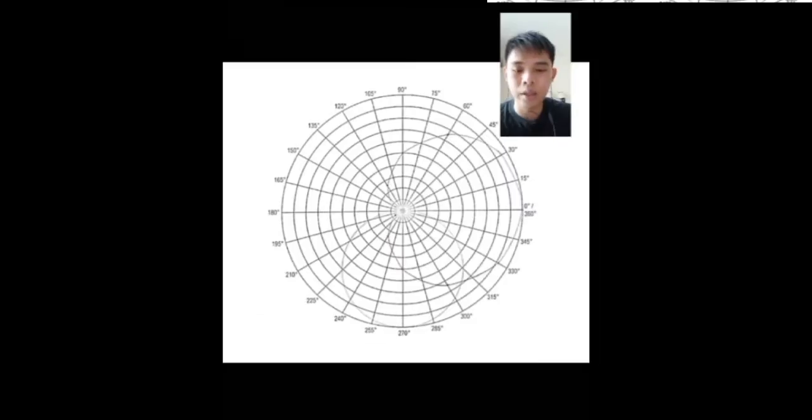For part 2, we make a table like this, and we find the value of r using the formula r equals cos theta minus 1 over 2 for every theta. So we will get a graph like this. So I think that's all for my part.